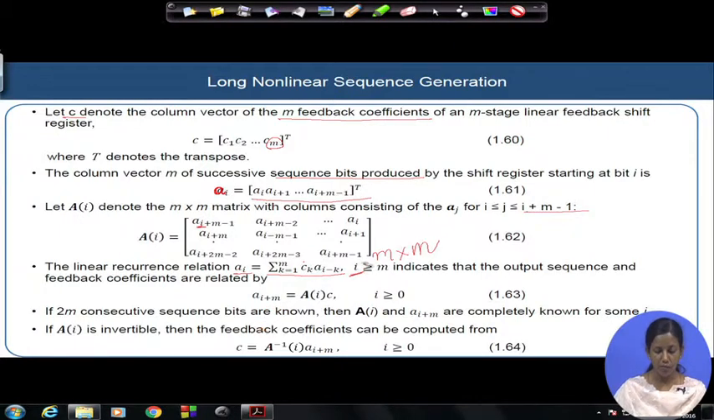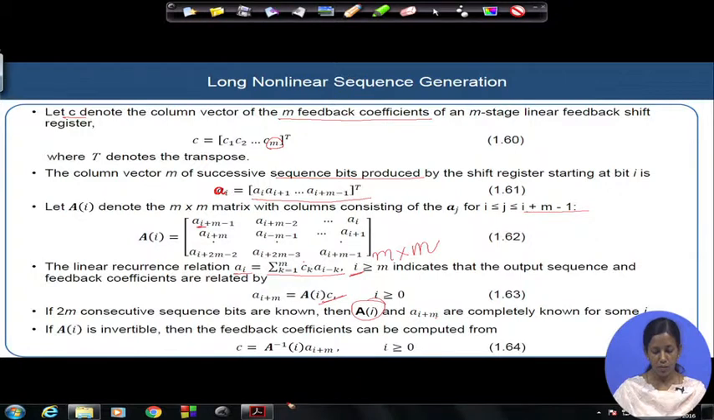Now, as this matrix is of m cross m, and if I see the twice m consecutive sequence bits and if it is known, then A I and small a I plus m are completely known for some value of I. And if I believe that this matrix is invertible, then you can easily get what should be the setting of this coefficient C by this formula.